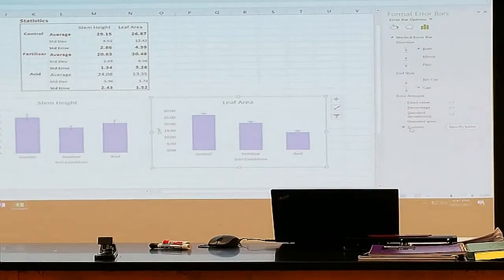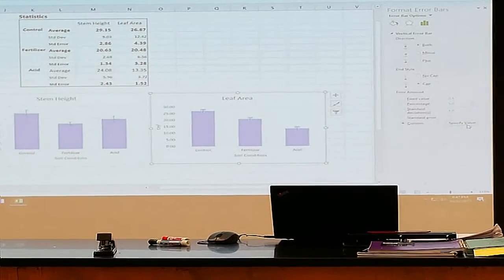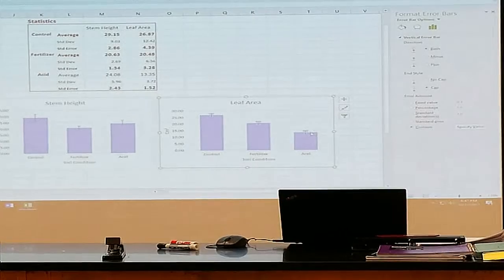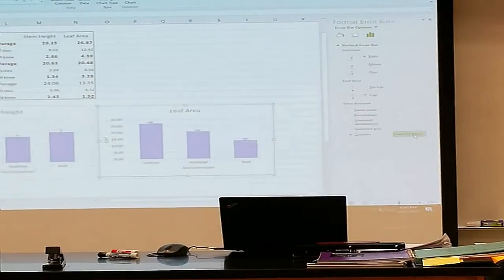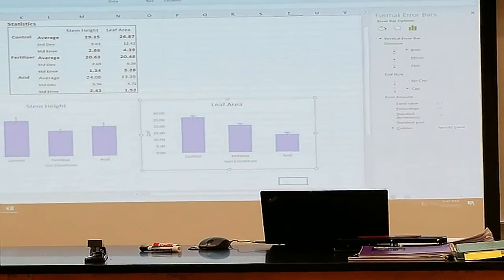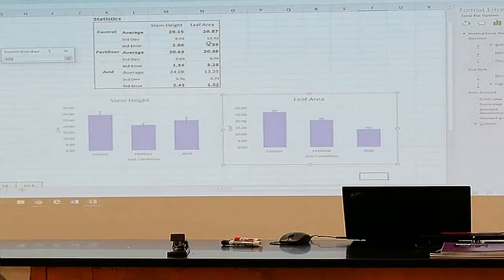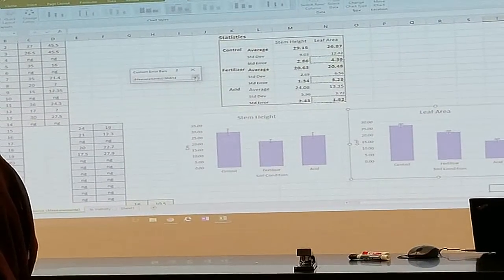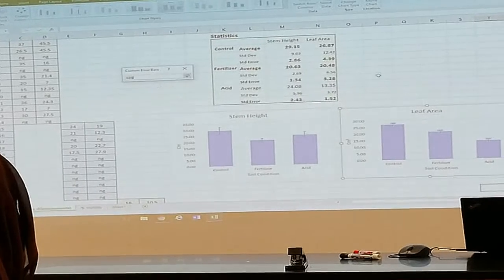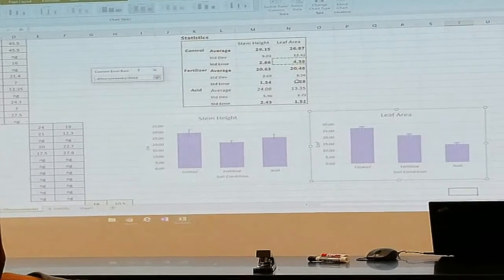I just click this button, custom, and then specify value. And this is, again, after you double click on the error bars, this format error bar thing should pop up. And you just come down here and click custom, specify values, and then what are the values that I'm looking for? Well, that's the ones that we calculated here. So we're looking for the standard error, this and this. That's for the positive value, and the negative value is going to be just the same.